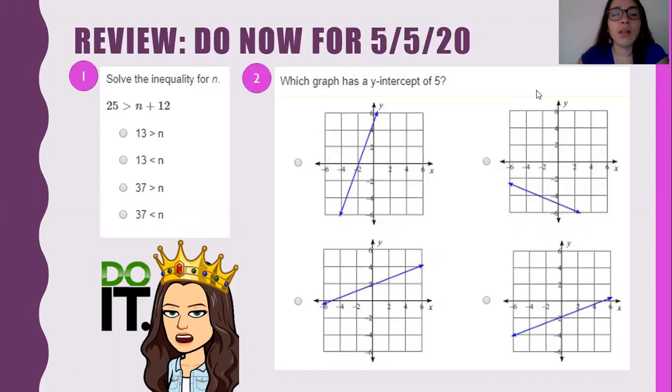Solving the inequality for n. Our very first step for this one is, if we have this inequality, 25 is greater than n plus 12. Remember, our goal is always to get n by itself, so I would subtract 12 on each side. And if you guys remember, I do the whole draw the river just so I can separate the two sides. That leaves me with 13 is greater than n.